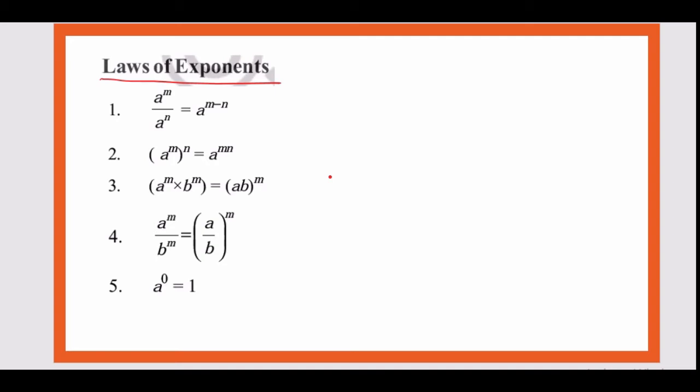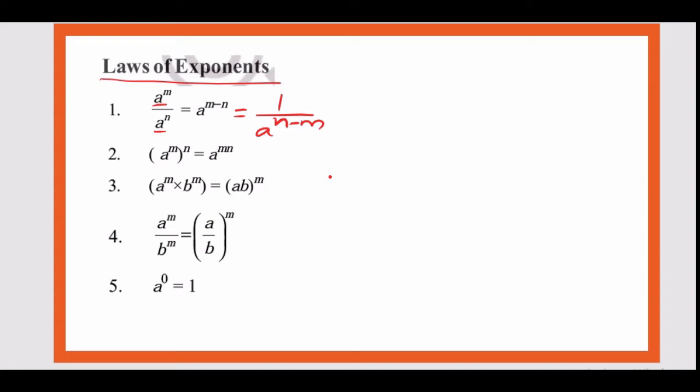a power m by a power n is equal to a power m minus n. So a power m divided by a power n is equal to a power m minus n. Here both bases are the same, so I can write it as a power m minus n, or this can also be written as 1 by a power n minus m, right?